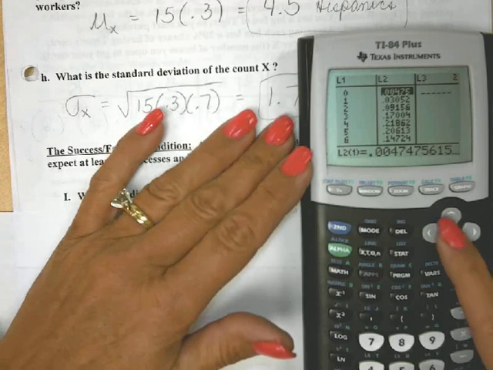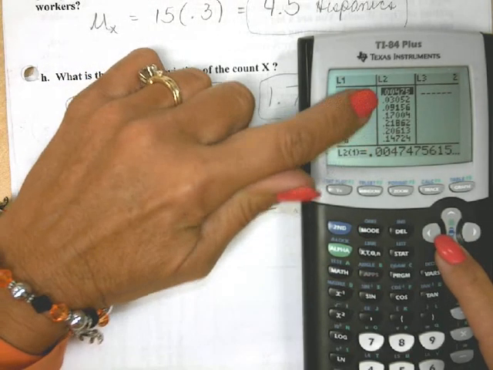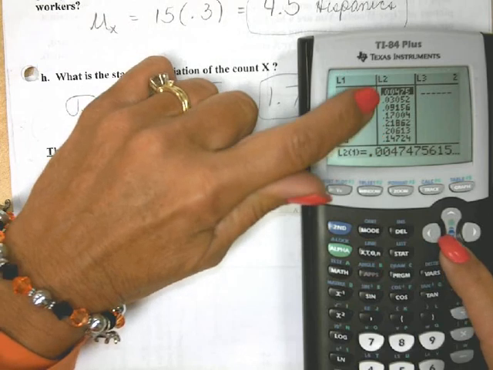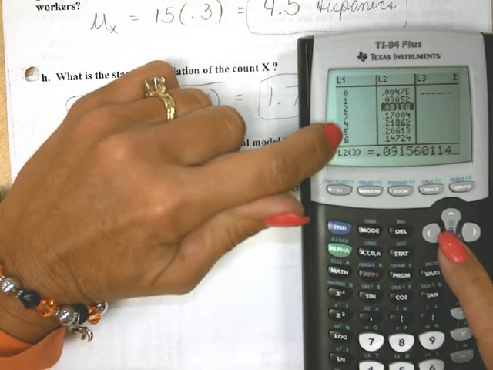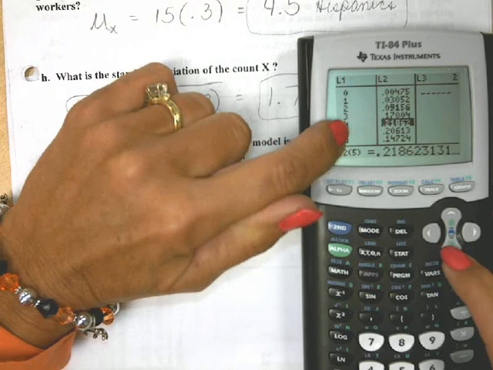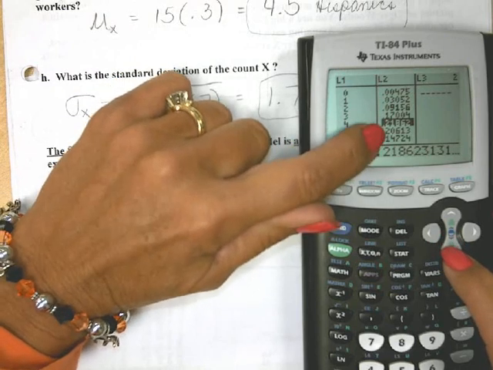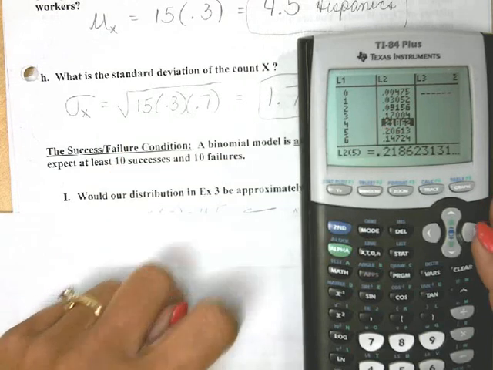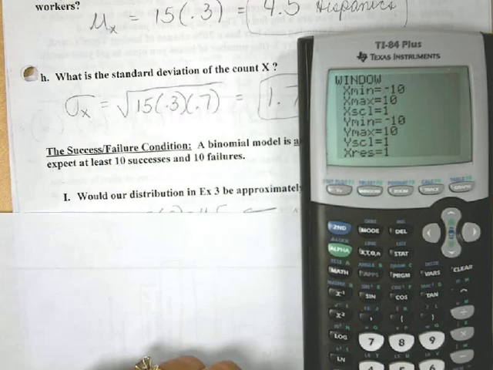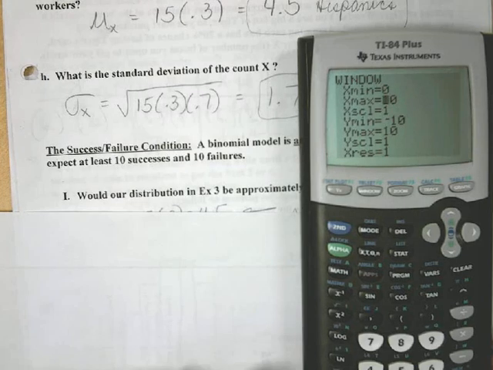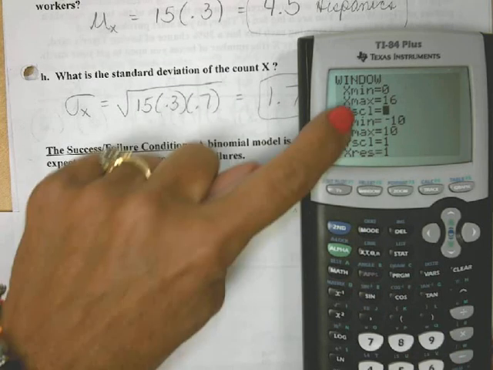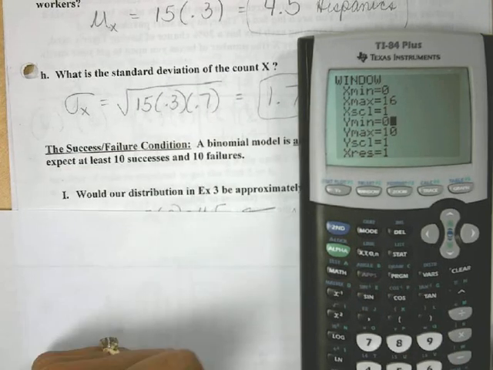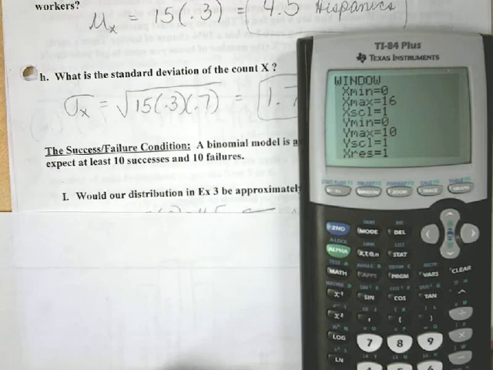Before I set up a window, I'm going to look through here. The highest probability looks like it occurs when you have 4 people being chosen, which is real close to the mean. So I know I'm going to have my window go up to at least 0.22. Let's set the window. The x values go from 0 up to 16, going by ones. My y value starts at 0 and goes up to 0.25, scaling by 0.05.